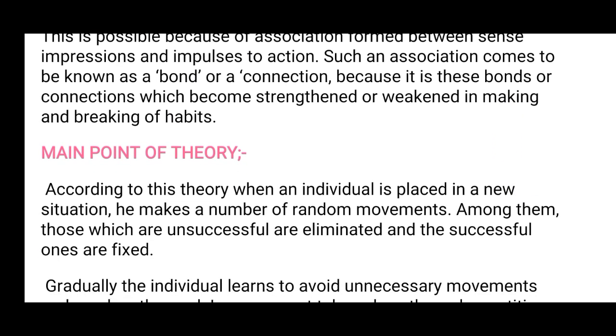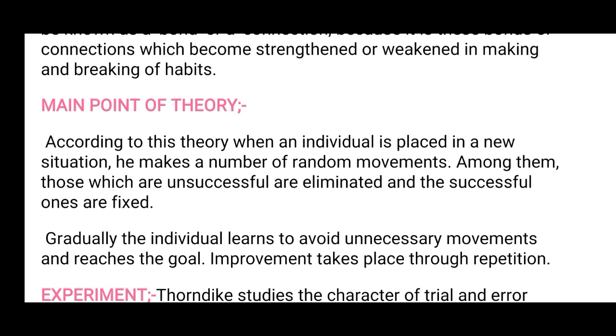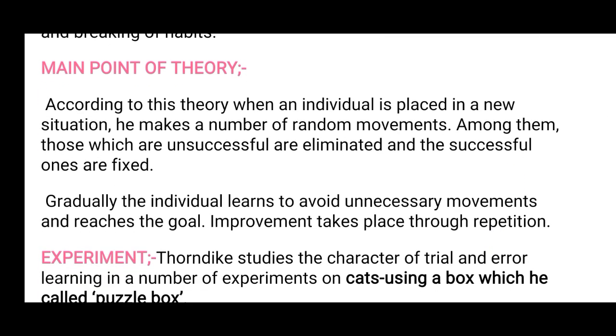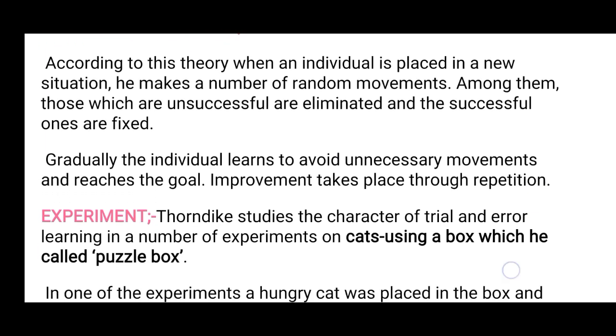Main point of the theory: according to this theory, when an individual is placed in a new situation, he makes a number of random movements. Among them, those that are unsuccessful are eliminated. जो unsuccessful events हैं वो eliminated होते हैं. Successful ones are fixed. Gradually, the individual learns to avoid unnecessary movements and reaches the goal. Improvement takes place through repetition.